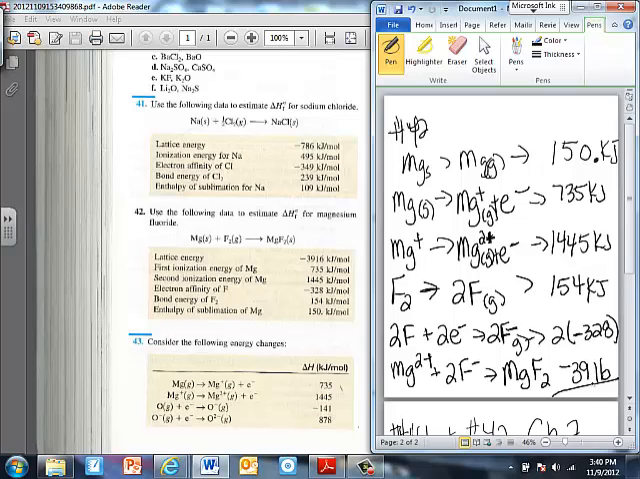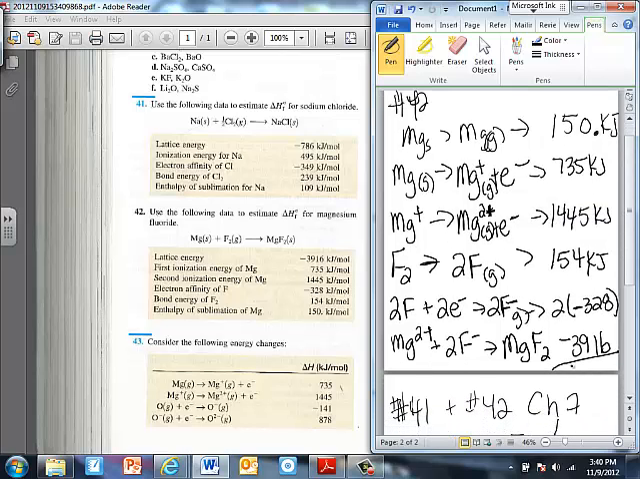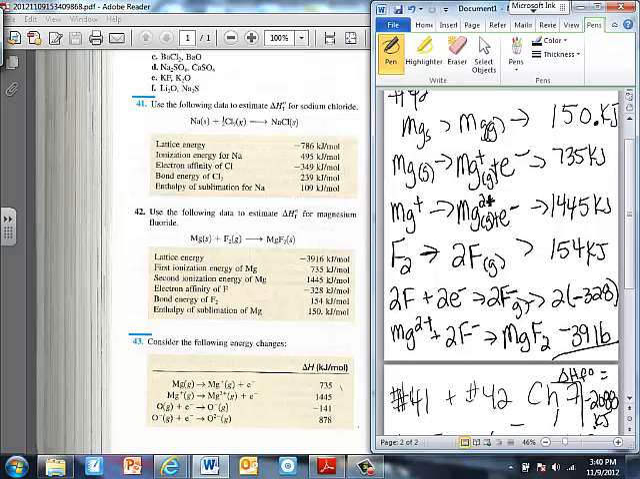And if we add all that up, we get a delta H formation. Okay, our delta H formation is going to be equal to negative 2,088 kilojoules per mole. Okay, and it's per 1 mole because we're dealing with 1 mole of magnesium fluoride. Okay, so there's 41 and 42. Hope that helps. Let me know if you have any more questions.